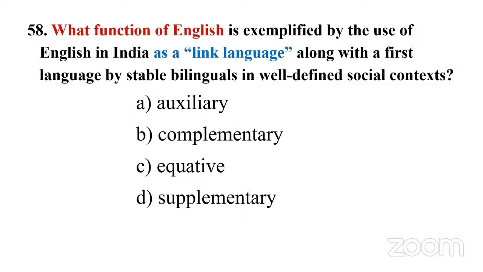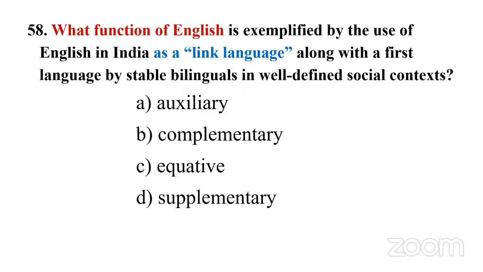Okay. Let's go to the next question. What function of English is exemplified by the use of English in India as a link language, along with a first language by stable bilinguals in well-defined social context? Simple. In India, along with our mother tongue, we also use English as a link language. So what is the role being played by English here? Now, when we use it along with our mother tongue, English, option A, auxiliary; B, complementary; C, equative; D, supplementary.